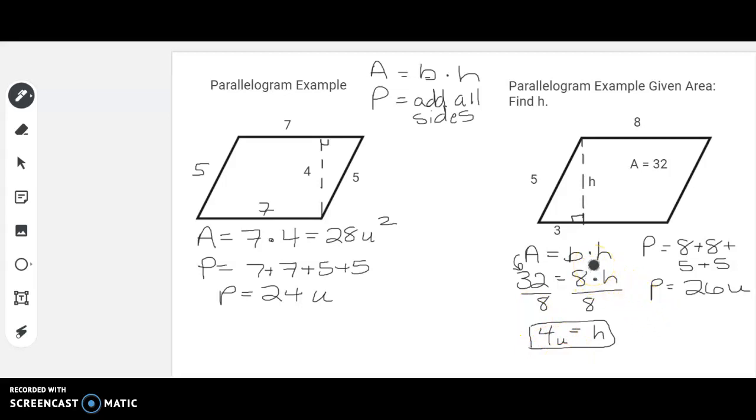Keep in mind that with these, especially the parallelograms, you do have special right triangles. I could have figured out the height using special right triangles. Because this side was 5 and it's the hypotenuse, and this part of the base was 3, that means I have a 3, 4, 5 triangle, and they'll use those a lot as well. So be aware of those. Pythagorean triples can apply.